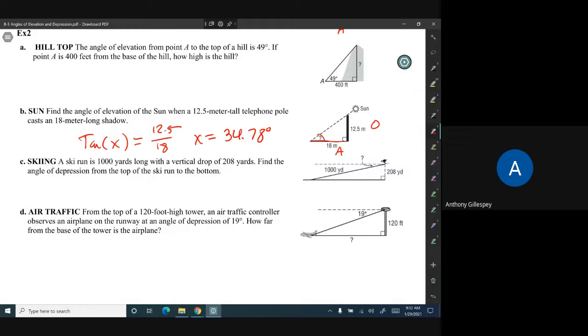All right, a ski run is 1,000 meters long. What's 1,000 meters? The ski run, that's this part, right? This red part. And the vertical drop is 208 yards, so that's that. So you want to find the angle of depression. Which is the angle of depression? This or this? Let's say A or B?